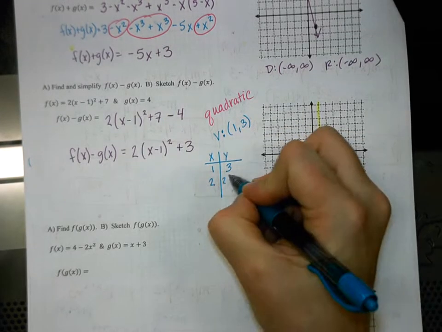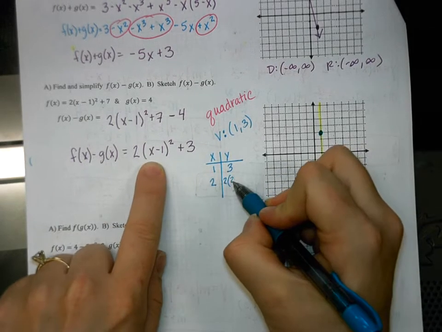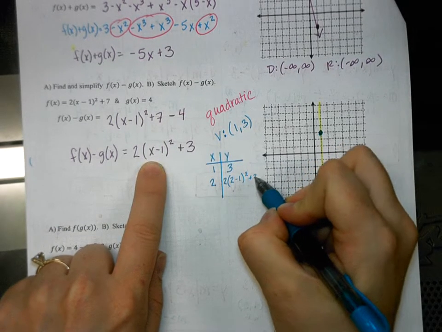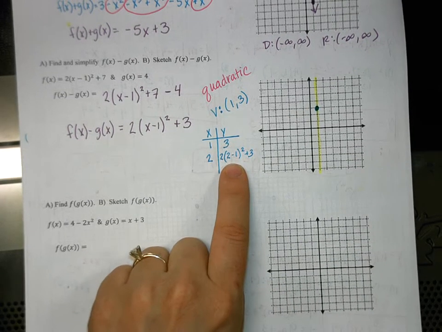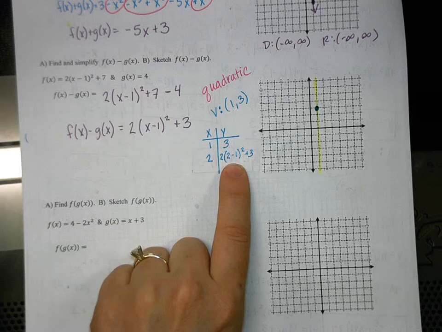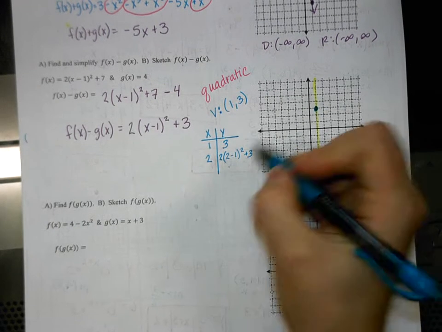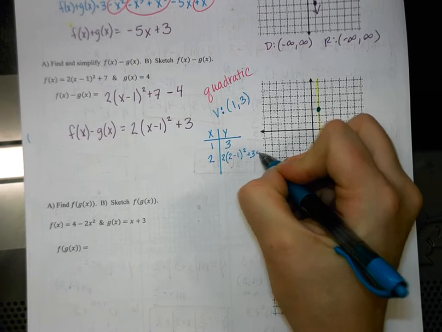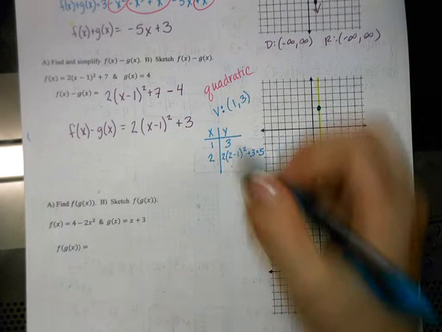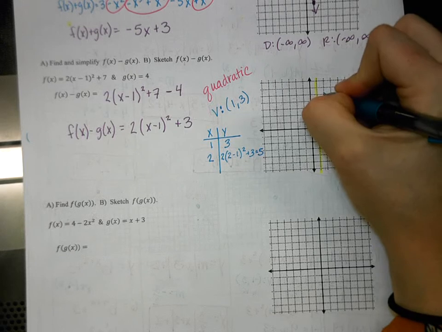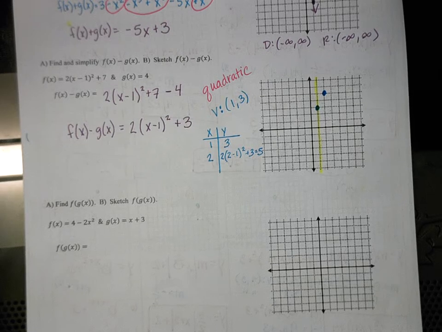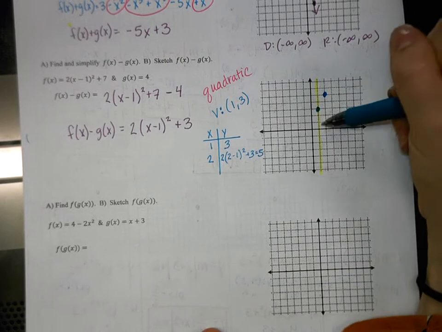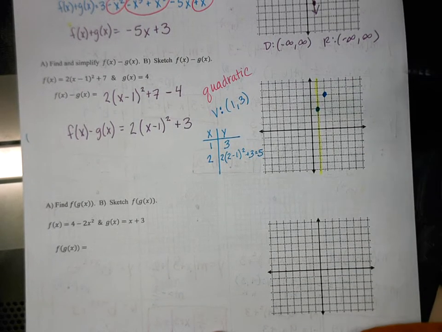So if I plug in 2 for my x value, that gives me 2 minus 1, which is 1. 1 squared is 1. 1 times 2 is 2. 2 plus 3 is 5. So the point over 2 up 5 is a lattice point. What would be the reflected point across my axis of symmetry? 0, 5. Perfect.